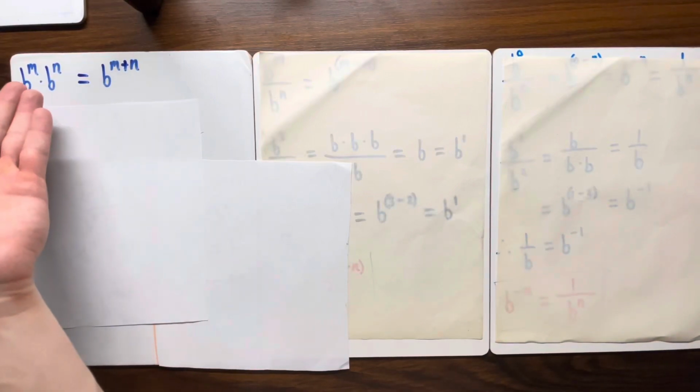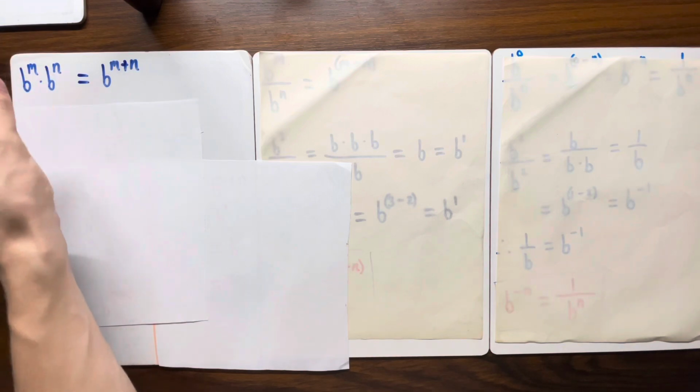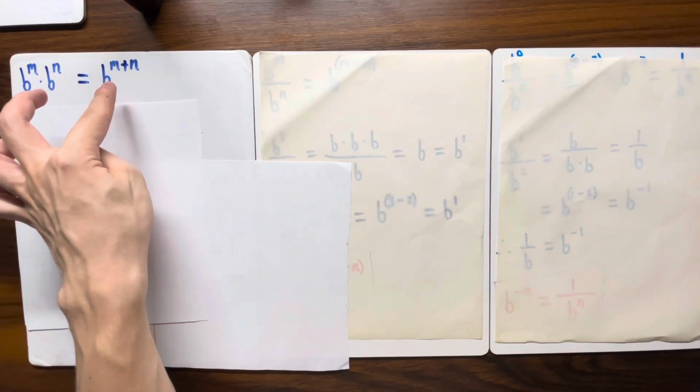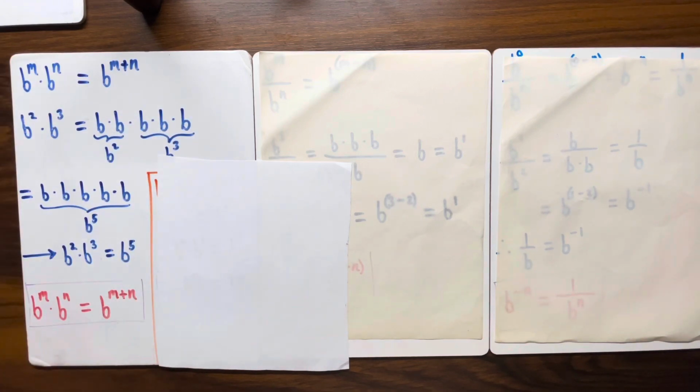The power rule for exponents says that when we have the same base and different exponents being multiplied, the result is simply the same base with the sum of the exponents. To see an example of why this makes sense, we can look at this example.